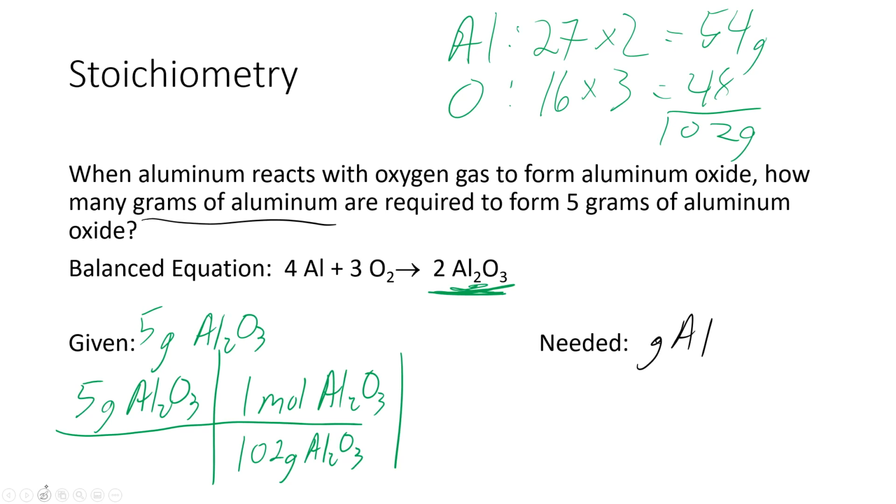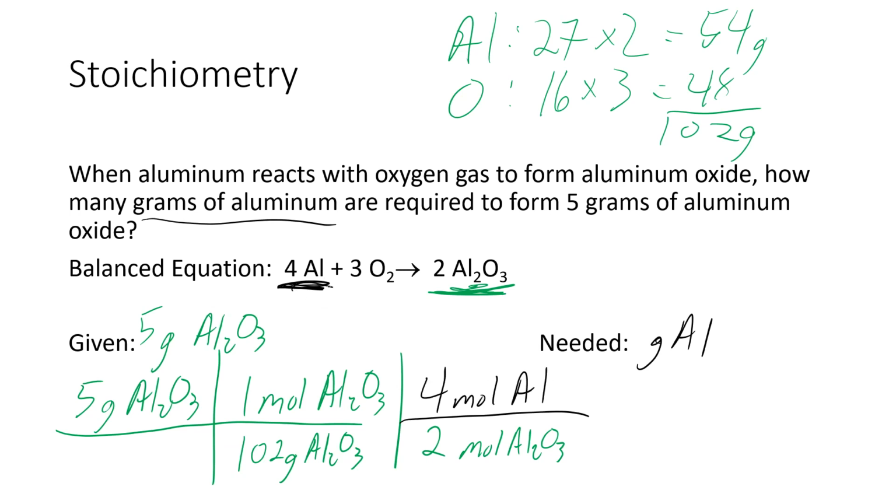Now what we're going to do is use this balanced equation, and this balanced equation is going to get us out of that green and into the black that we need, the aluminum. So we need to go from moles of aluminum oxide, and that is a 2 from the balanced equation, to moles of aluminum, and that's a 4 from the balanced equation. So grams of aluminum oxide are gone, moles of aluminum oxide are gone. The only thing standing right now is moles of aluminum, but we need grams of aluminum.